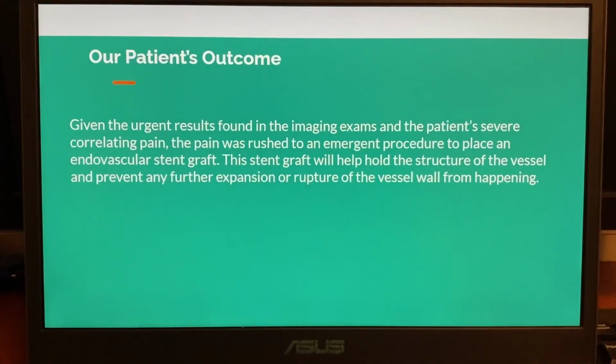So for our case study patient, because he was in so much pain, and because of the severe findings from the imaging exams, the patient was rushed to an emergency procedure to place one of those endovascular stent grafts. It helps hold the structure of the vessel again to prevent any further expansion or rupture of the vessel wall from happening.